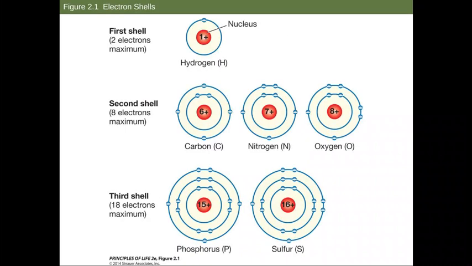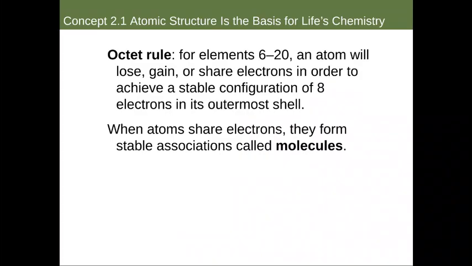As we look at our electrons, we see that our first shell has a maximum of 2, our second shell has a maximum capacity of 8, and our third has a maximum capacity of 18. Oftentimes we will share and sometimes even donate some of these to form chemical bonds. All of this leads to what we call the octet rule. We just saw in figure 2-1 how these shells will fill up. The octet rule states that an atom will lose, gain, or share electrons in order to achieve a stable configuration of 8 electrons in its outermost shell.